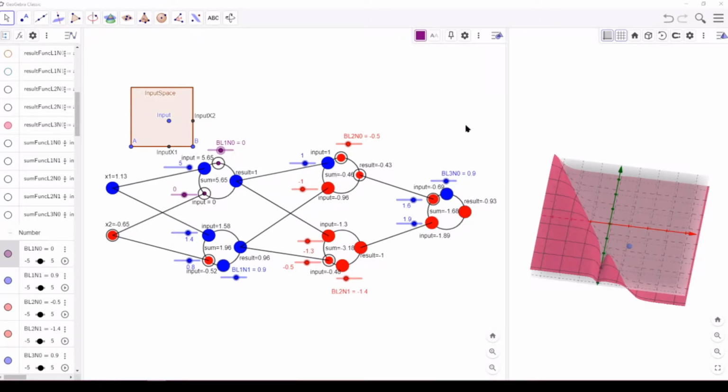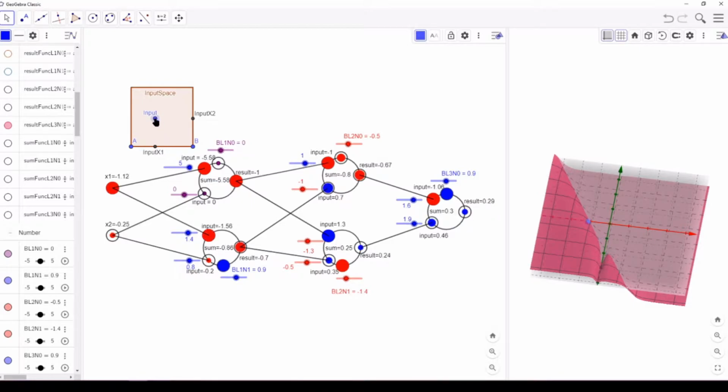In this video, I want to show a small neural network I created in GeoGebra. Here we have the input space where we can move the dot representing the input. And here we have the output of this entire neural network. And we can see moving this dot here changes the input values.